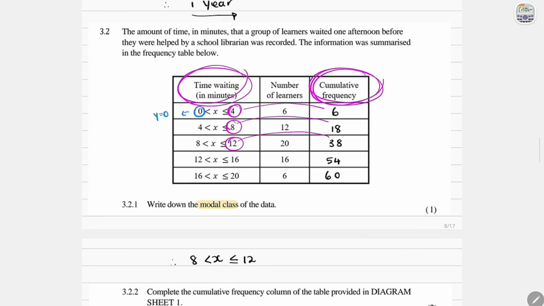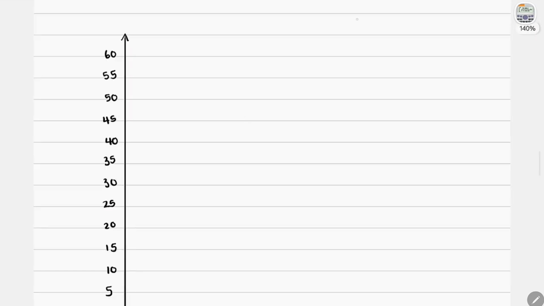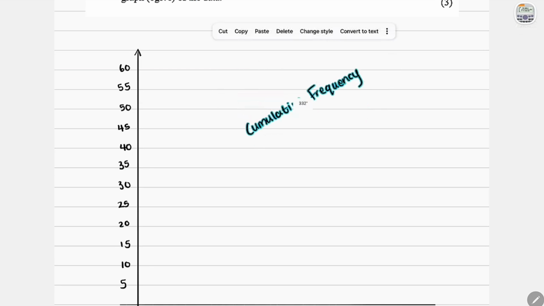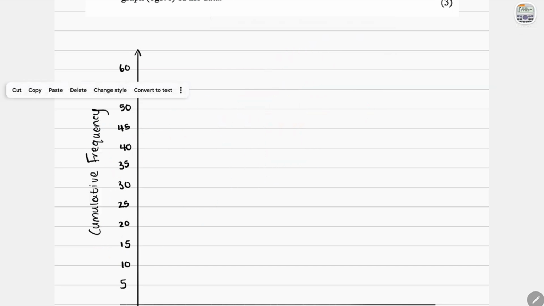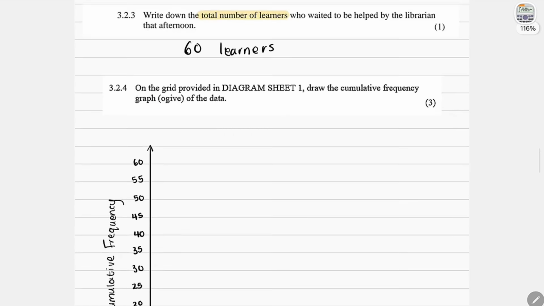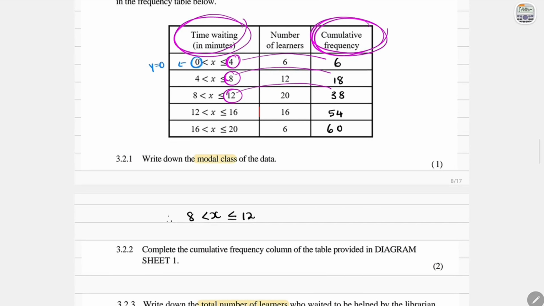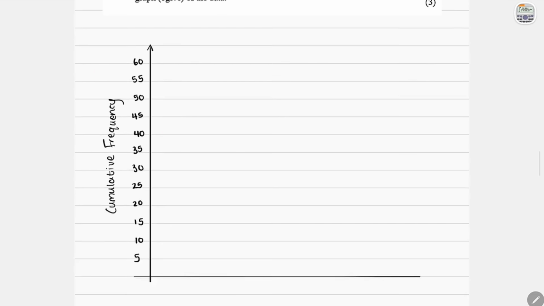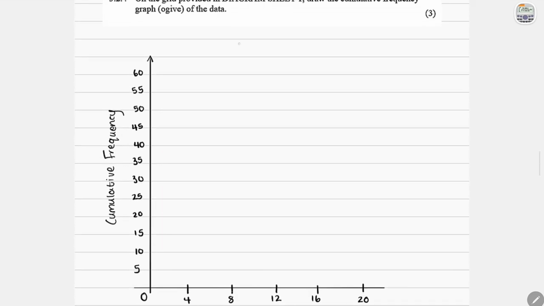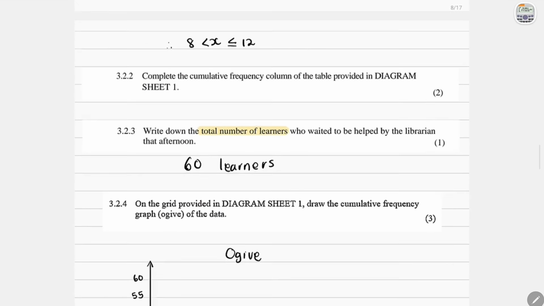Okay, let's go ahead and draw our diagram. If you have grid paper, it will make this easier, but I'm just going to draw this down. We put down our y-axis, and this is the cumulative frequency, so I'll write that down. Then we have the x-axis, and make sure to title your x-axis. You can call it time waiting in minutes, and we're going from 4, 8. It's not a lot of numbers, so it should be fine. Then make sure to title it. This is our ogive, or you can call it your cumulative frequency graph.